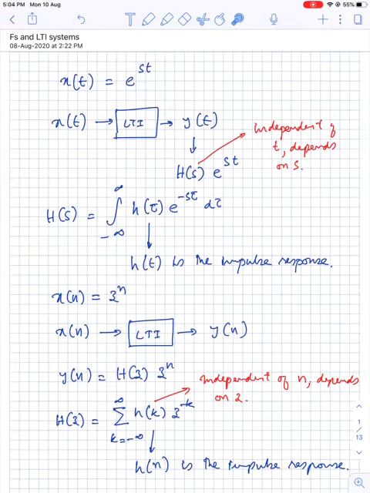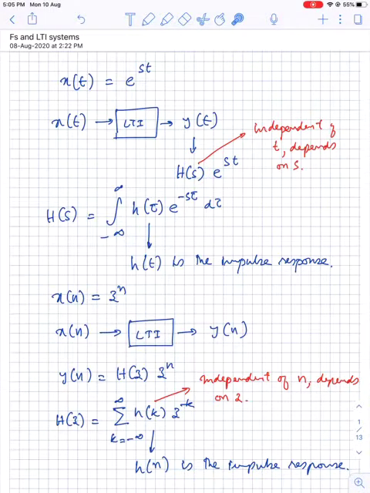So when we say h of s is constant, here we mean it in the sense that h of s does not depend on t. It is independent of time, but it is a function of s. This is a parameter of your input, and the output is a function of that parameter. But this h of s is independent of time. So no matter at what time you apply the e raised to st, whatever is the value of t, you will get the same output, h of s e raised to st. So this h of s does not depend on time.